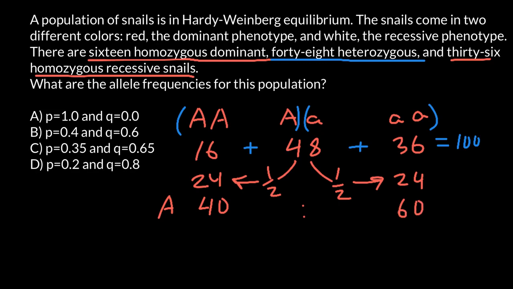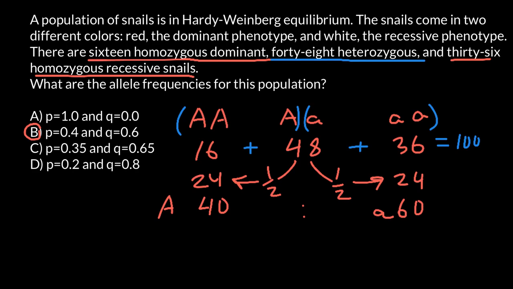So you see, numbers are very convenient, and we can say right away that the frequency of the dominant allele is 0.4, and recessive allele is 0.6, and this is answer B. I used allele A, dominant and recessive, but in our answer we have two alleles P and Q, and here's another solution.